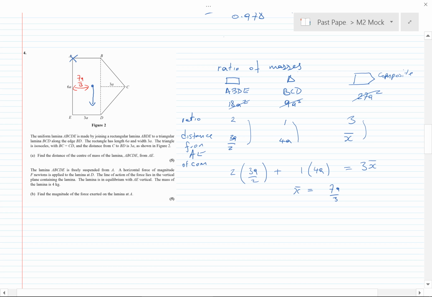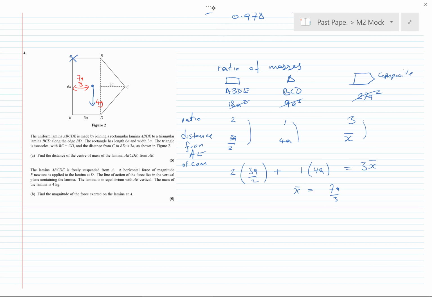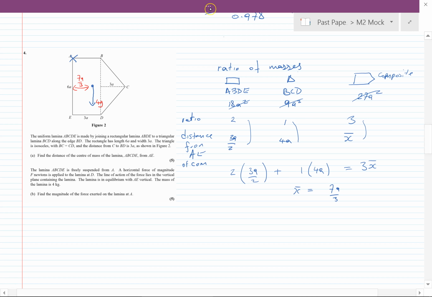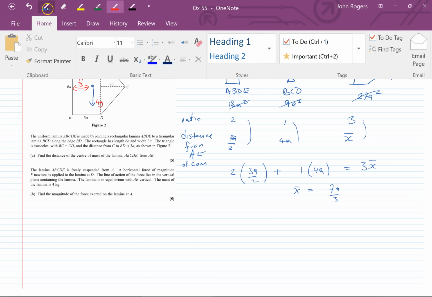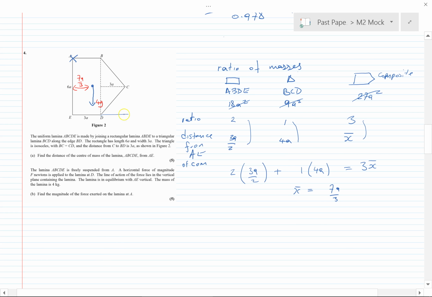Okay, and we're also told the mass of it now, I think 4 kg. So mass is 4, so the weight is 4g. Now, obviously, if there was no force there, it would tend to tilt this way. So we need to have a horizontal force tilting in the opposite sense. There. Let's call it force F.